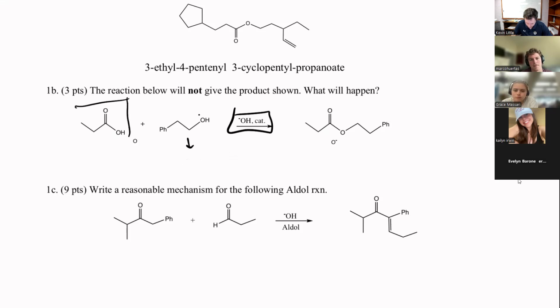What is this? Electrophile. Carbonyl. What kind of carbonyl? Carboxylic acid. What do carboxylic acids do? They protonate things. Okay, so if I have a base and a carboxylic acid, what's going to happen? They will react.